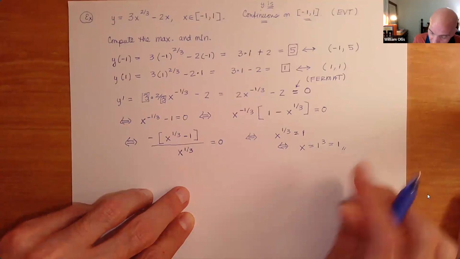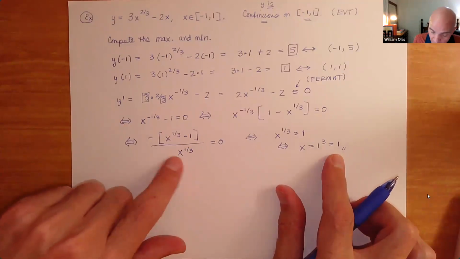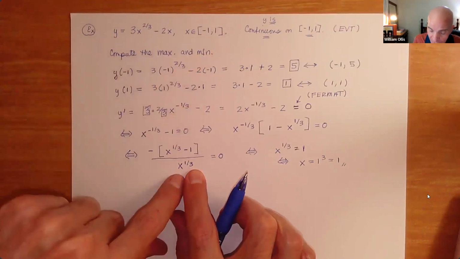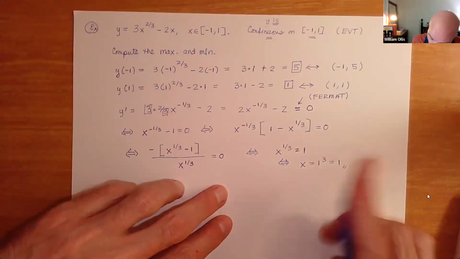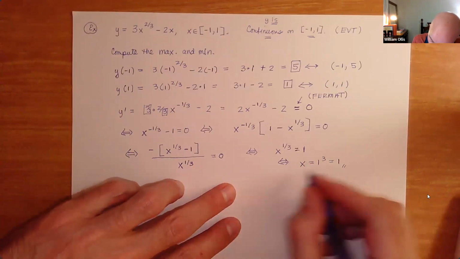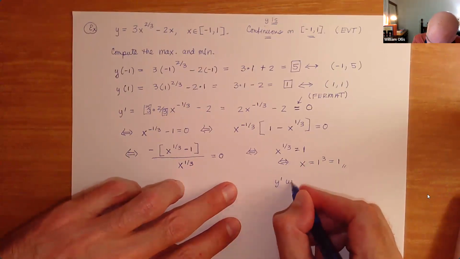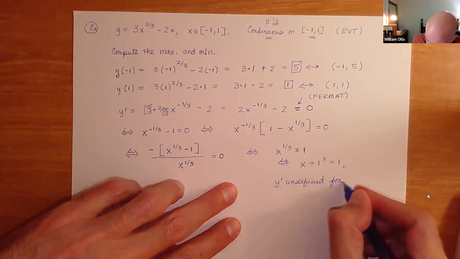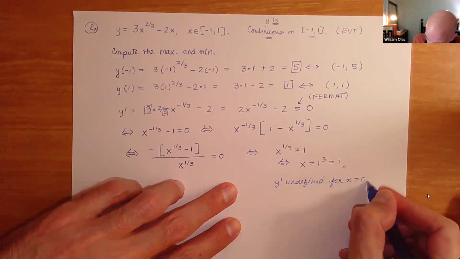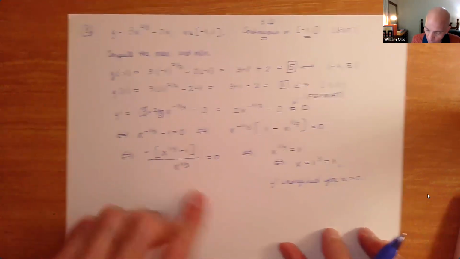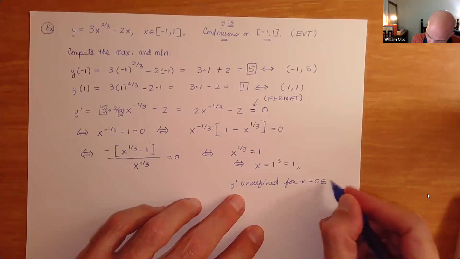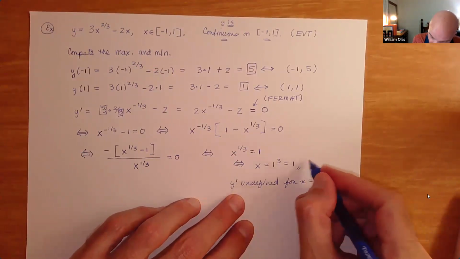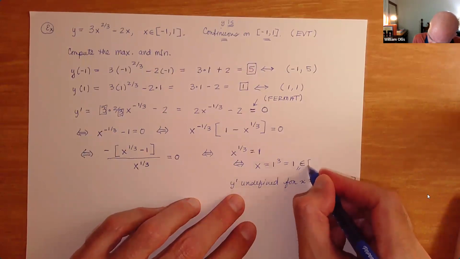So that would clearly give us a 0 of the derivative. And then if we check here, 0 is in the domain, and this is clearly undefined. So here's a 0, and we'll say y prime undefined for x equal to 0. Okay, so again, and remember, we'll just say this is in the domain, right? That's important. And also, let me also note here, this is in the what? This is in the domain.